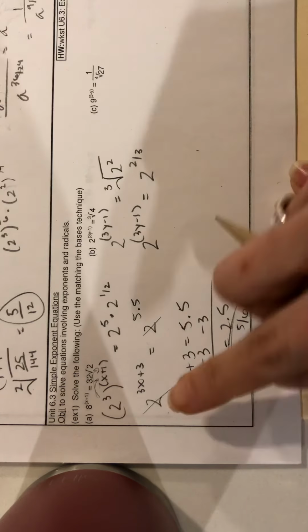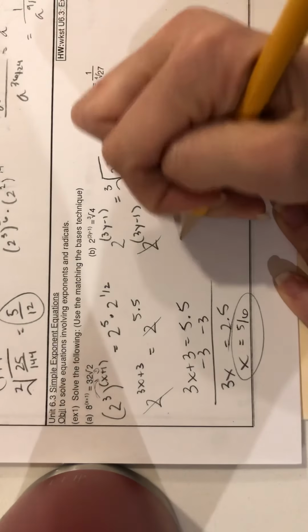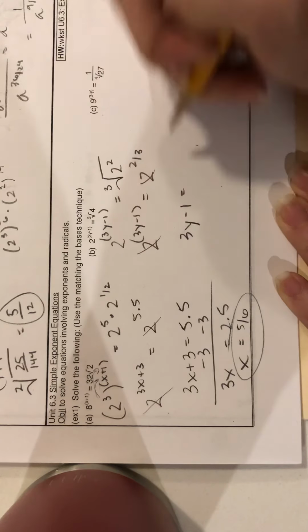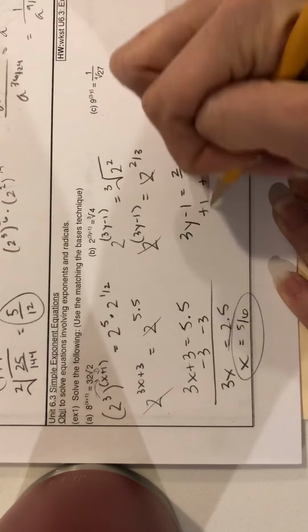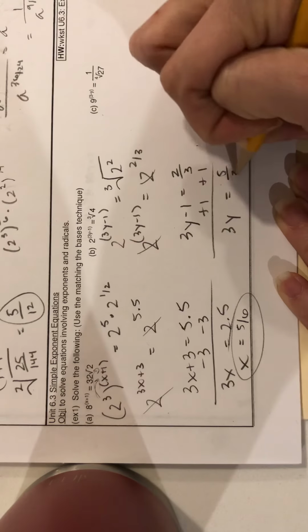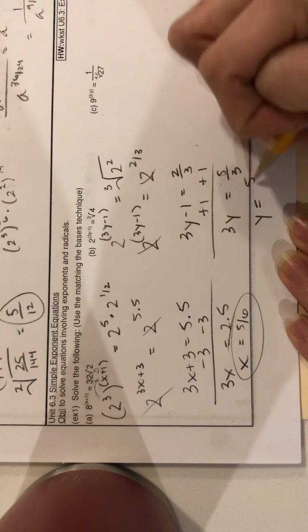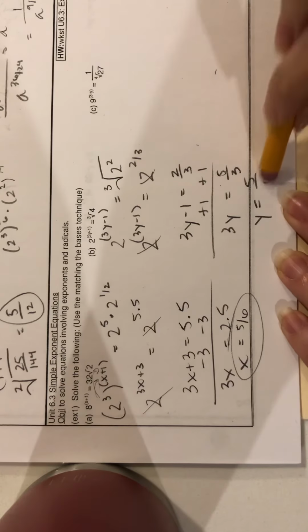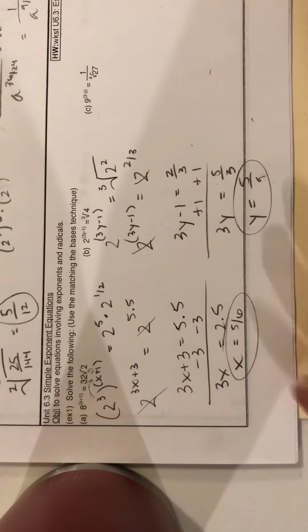Great. Just like we had in A, when you get the same base on both sides, get rid of them, set the exponents equal. 3y minus 1 equals 2/3. Solve the equation. Add 1 to both sides, so 3y equals 5/3. Divide by 3 on both sides, and we get 5/9. Final answer.